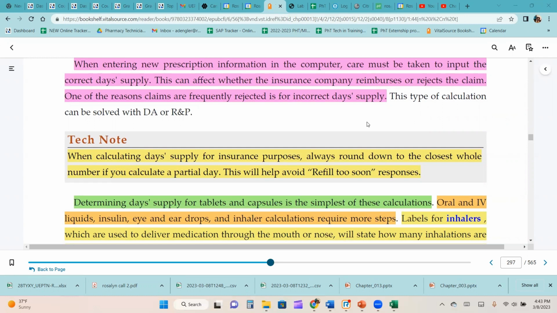So when you calculate the day supply, if it comes out to like 14.5, we wouldn't round up to 15 days because then they wouldn't have enough medication. We would have to round down to 14.